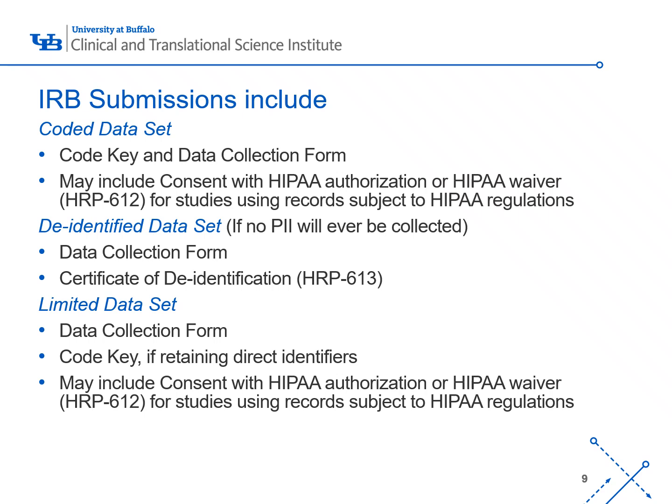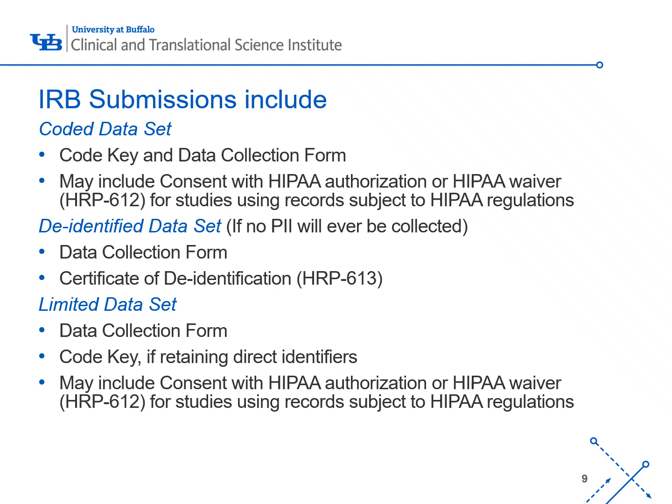For a de-identified data set, well, you will never collect any identifiable information at all. The data collection form we would still want to see, but we also like to have researchers upload a certificate of de-identification form. This is also available in the Click library. As shown here, it's the HRP 613, and it pretty much certifies that the researcher has looked at all of the 18 HIPAA identifiers that are on a different slide from a few slides ago, and you have confirmed that your data set does not include any of those identifying pieces of information.